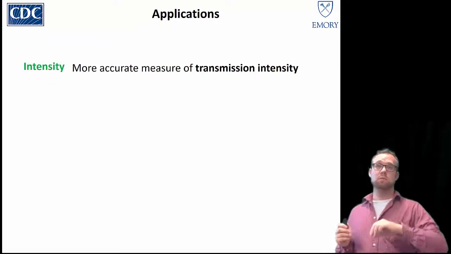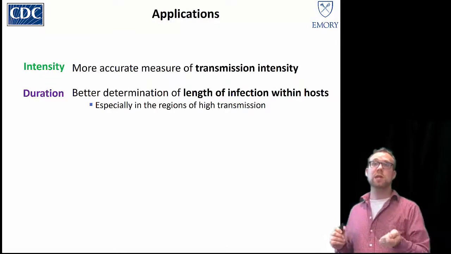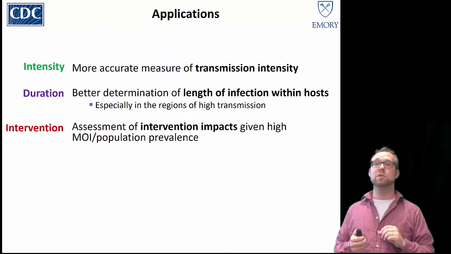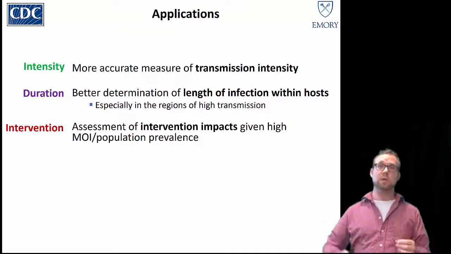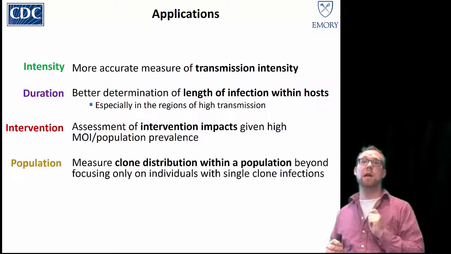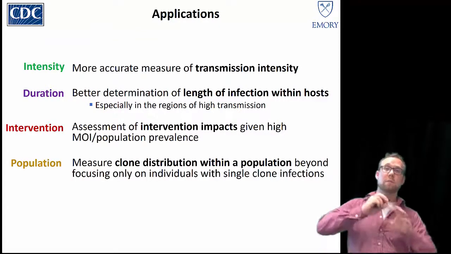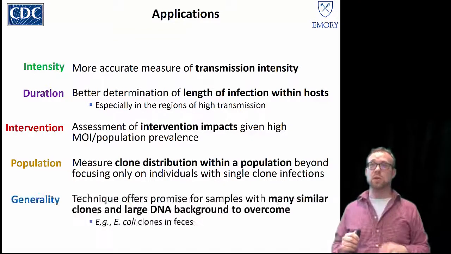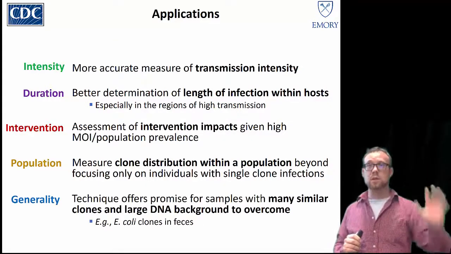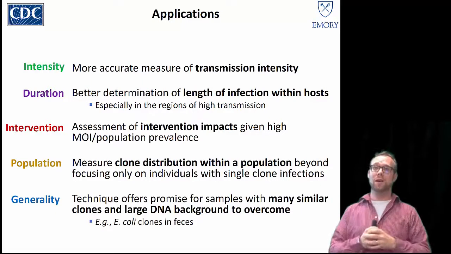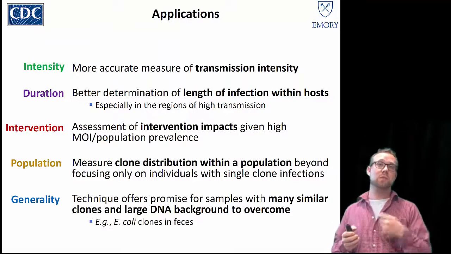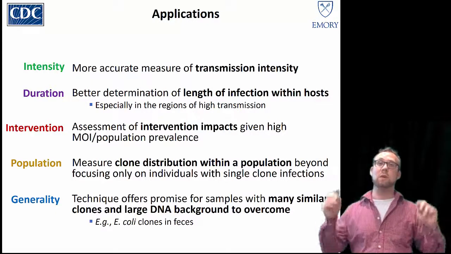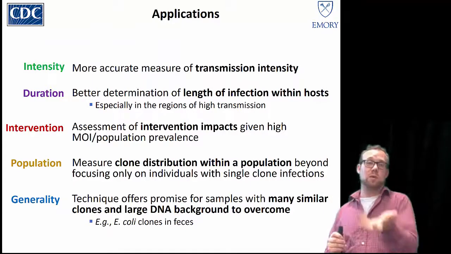So we can have a better measure of the transmission intensity and the length of infection within the hosts. We can assess how well your intervention impact is, even if you have high prevalence. We can even measure the clone distribution within the population instead of looking at individuals with single clone infections representing truth. And this generalizes to other scenarios, for instance, when you have a large number of similar clones, or other kinds of bacteria with a large DNA background, for instance, E. coli in feces.